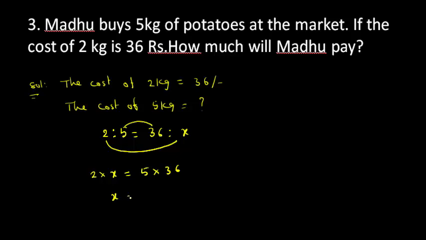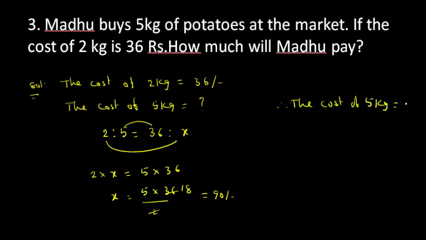So x equal to 5 into 36 by 2. 2 divides 36 in 18 times. 5 18s are 90 rupees. So the cost of 5 kg potatoes equal to 90 rupees. So Madhu pays 90 rupees to the shopkeeper.